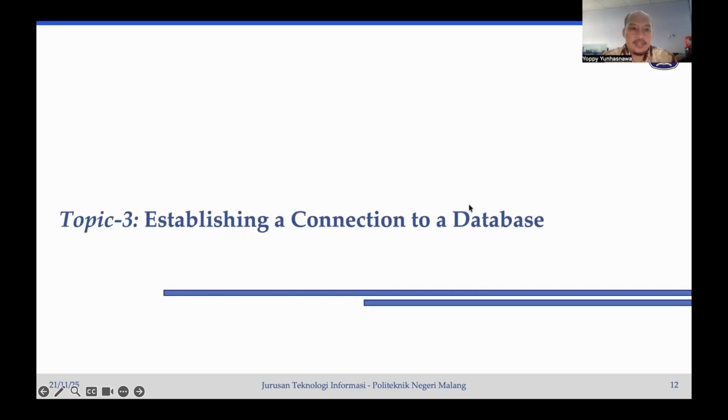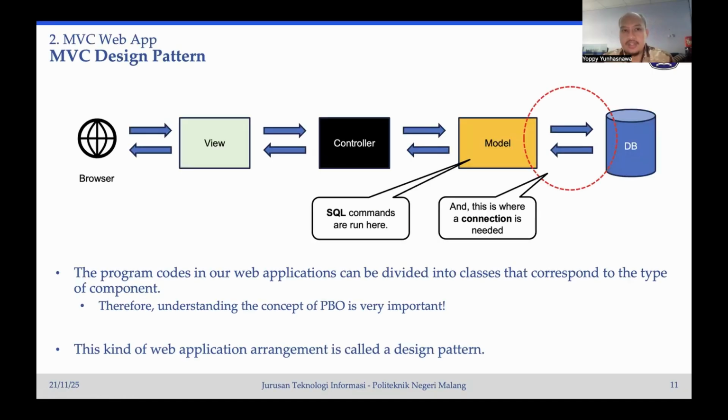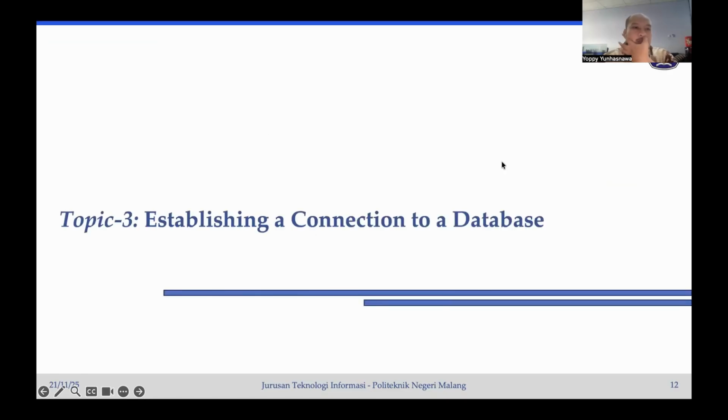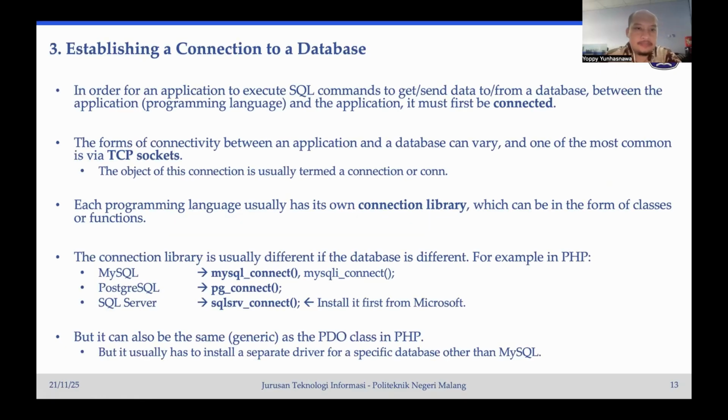And then the next topic is how to establish the connection to a database. In the previous topics, in the MVC design pattern, you already know that between the model and database, there is something that is called connection. And that connection will be needed for us to be able to execute SQL commands from the application. So now in this third topic, we will discuss how we can establish a connection, how we can create the connection to the database.